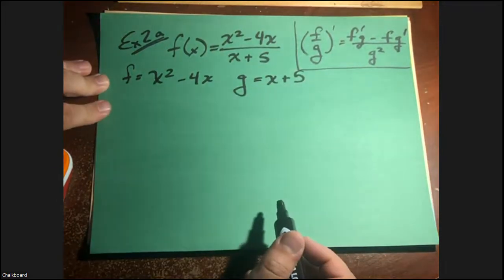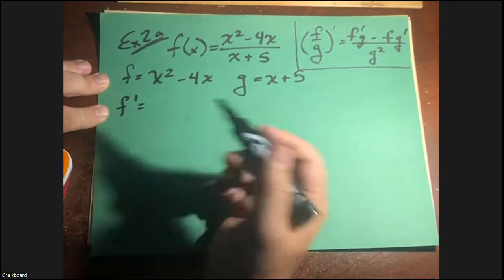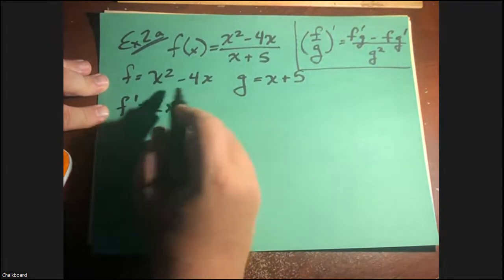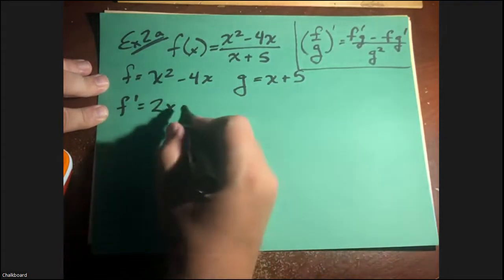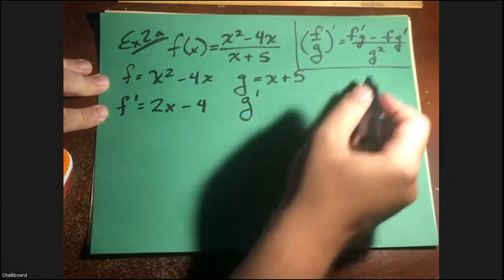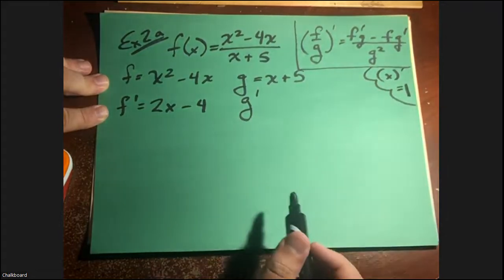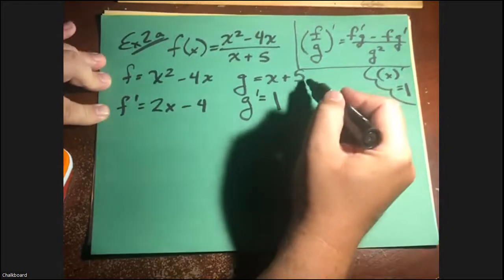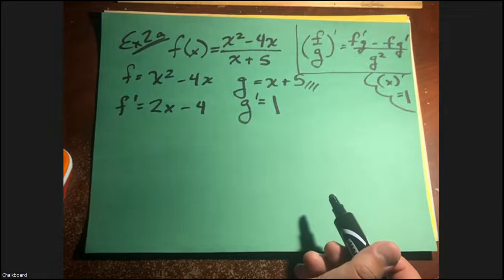Now, let's find the derivatives of these little expressions. F prime, the derivative of x squared. How many times are we going to ask you? What's the derivative of x squared? 2x. The derivative of negative 4x, I think we got it right: the coefficient is negative 4. Now g, what is the derivative of g? G prime, what's the derivative of x? Let's not forget, the derivative of x is 1, every time. And then what's the derivative of 5? Don't forget 5 is a constant. The derivative of any constant is 0, so it evaporates into thin air.